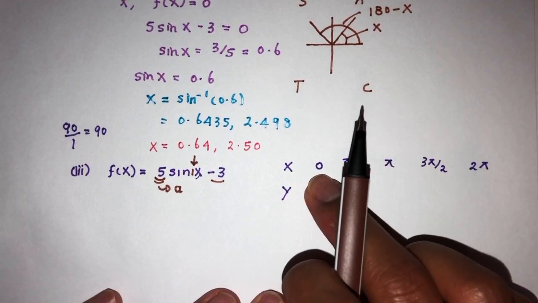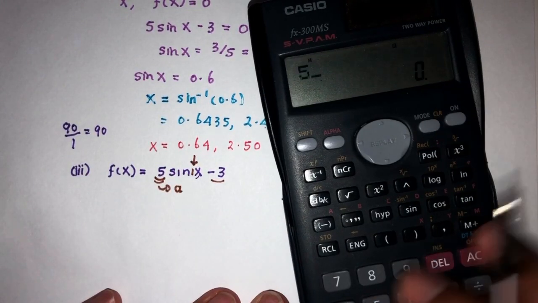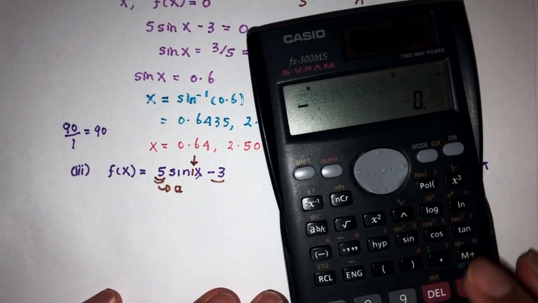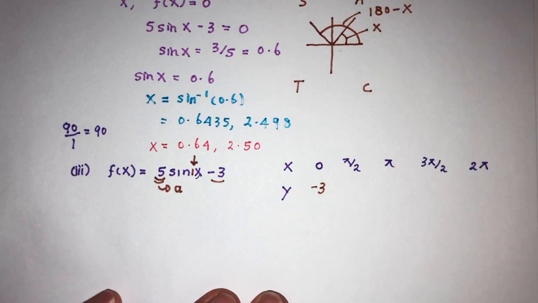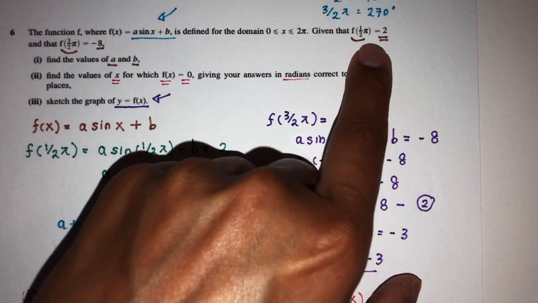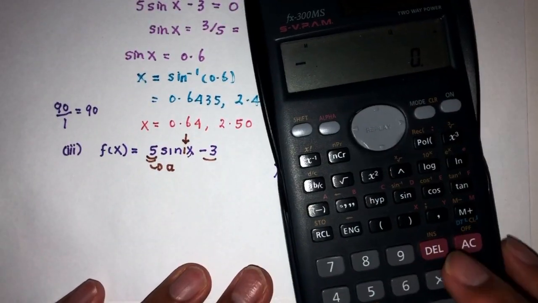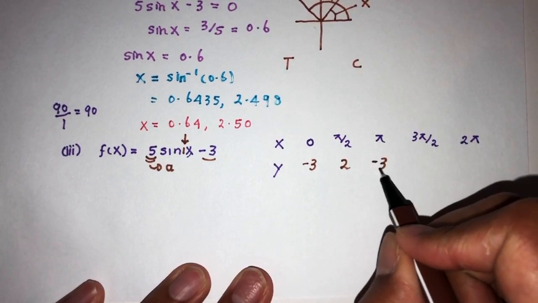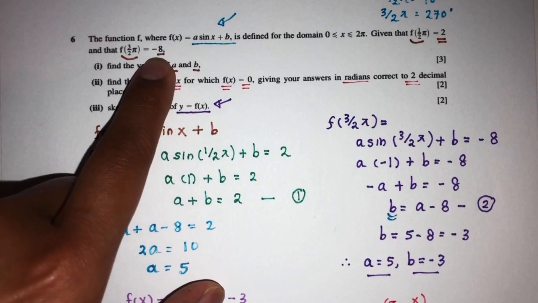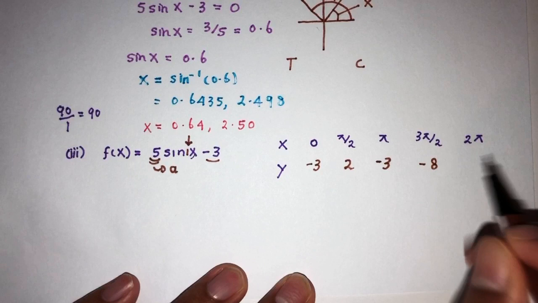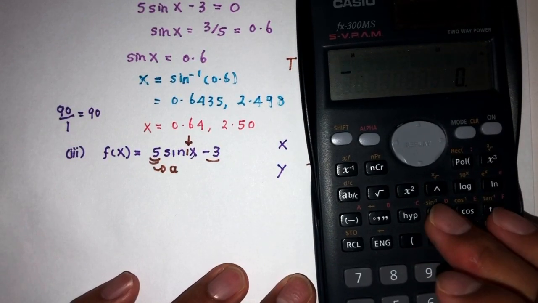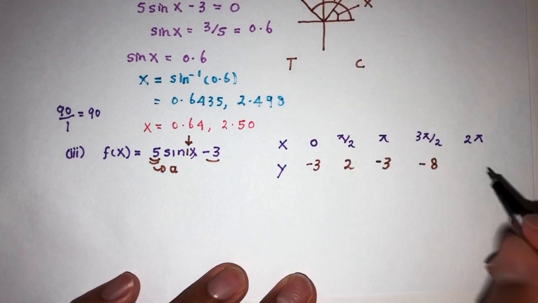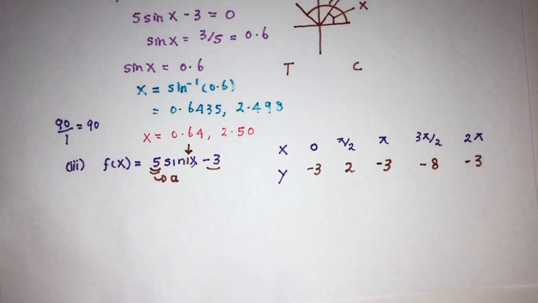So when x is equal to 0, what will that give me? So let's replace 5 sine 0 minus 3. That will be minus 3 as my value of f of x. Now next one, when x is equal to pi by 2, we have seen this before. Sine is equal to 1, so 5 minus 3 will be 2. And then for pi, 5 sine of pi minus 3, that will be minus 3. And then 3 pi over 2, we know this is minus 8, so minus 8. And then 2 pi, let's replace, that will be 5 sine of 2 pi minus 3, that should be minus 3.